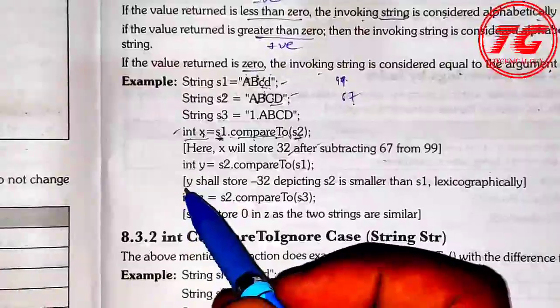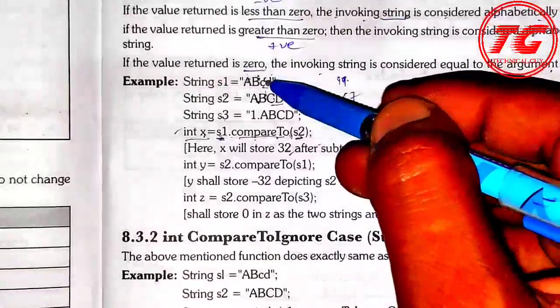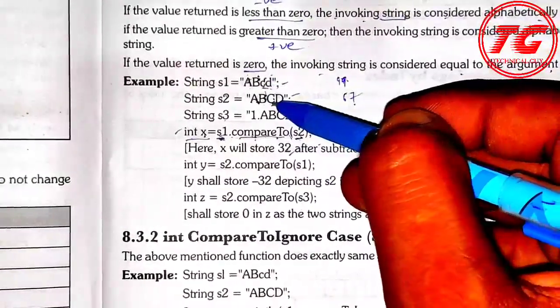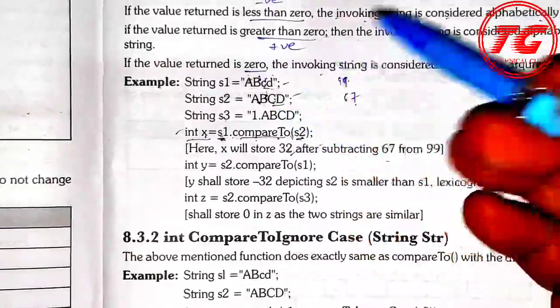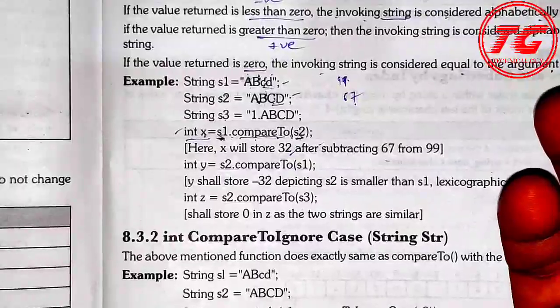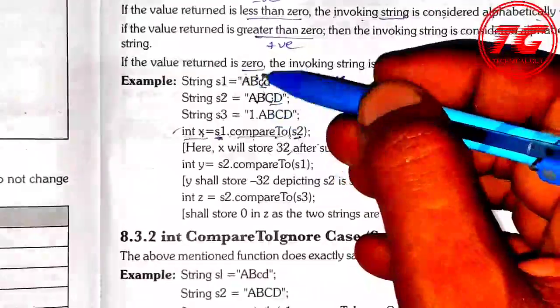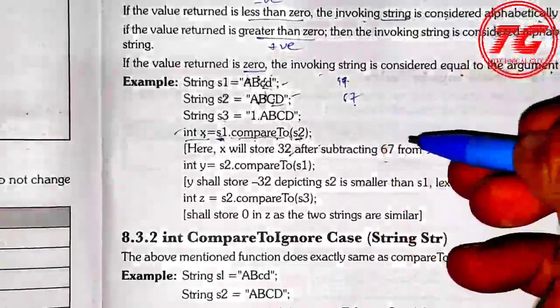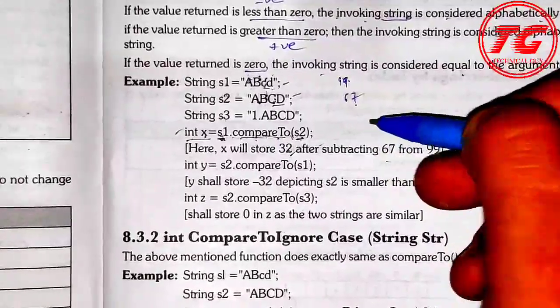So in a similar manner, if the code of this string is smaller and the code of this string is larger, then it will return a negative value. If the code of all characters comes to 0, meaning all the characters are same lexicographically, then it will return you 0.